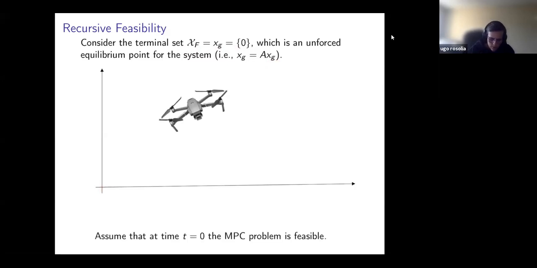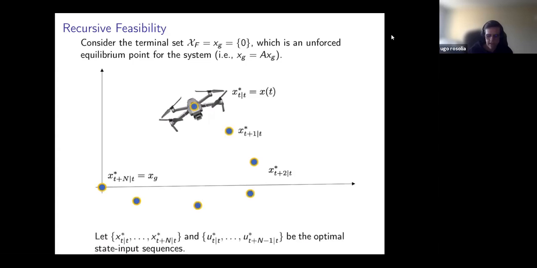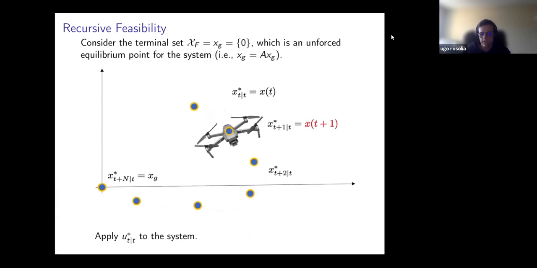We're going to assume that at time t equal to 0, our model predictive controller is feasible, so we can solve a batch approach. With a batch approach, we can plan a trajectory that drives our system to the origin. And then in a receding horizon fashion, we're going to apply the first element of the optimizer vector.